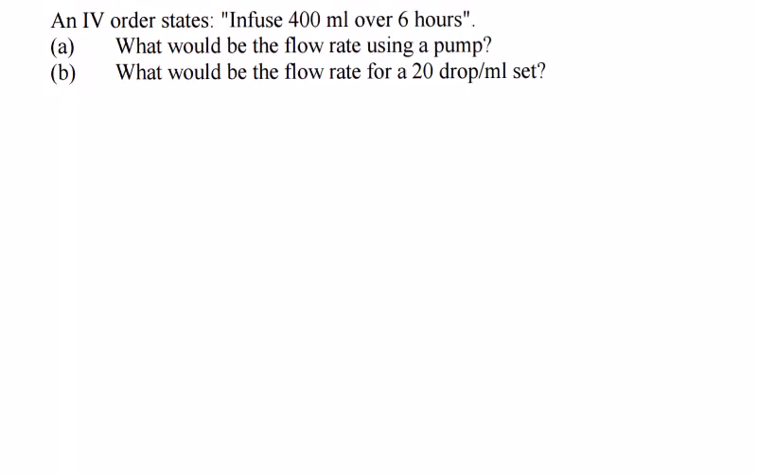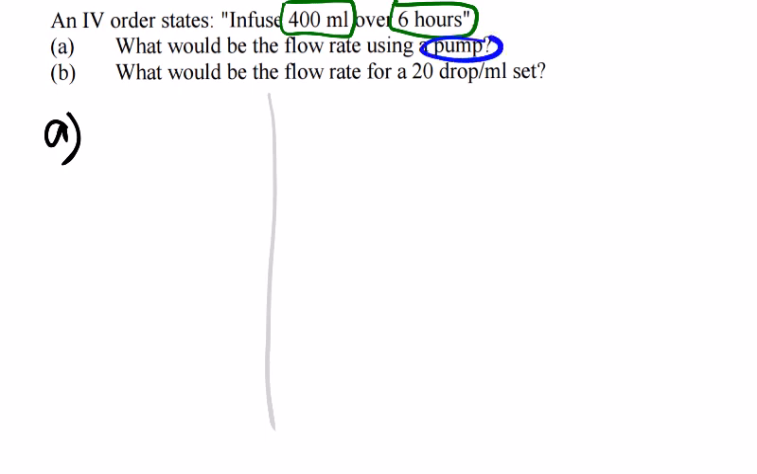Here we have an order that asks for an infusion of 400 mils over 6 hours. The first question, question A, asks us about the delivery using a pump. So we need the flow rate, which is going to be the fluid running over time, and remembering that for a pump, this fluid must be measured in mils and the time in hours. So we have exactly the right units.